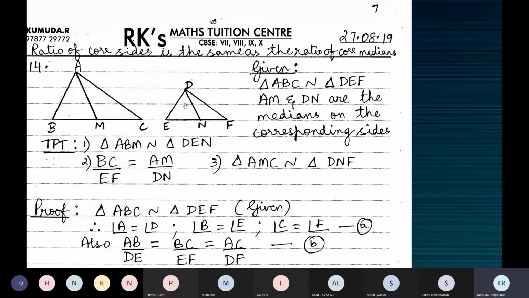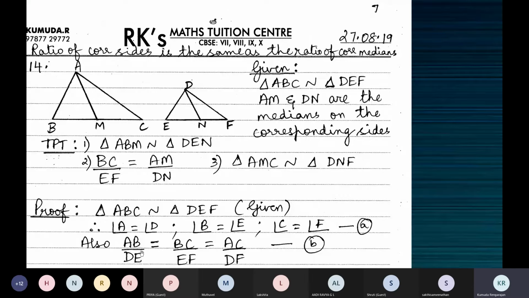Agree, children? Shall we go ahead with these two ratios? Yes, ma'am. Okay, we'll go ahead with these two ratios. We're ignoring this because sides AC and DF do not relate to these two triangles. Since you understand this, I'm not repeating. So now we'll take up these two ratios.